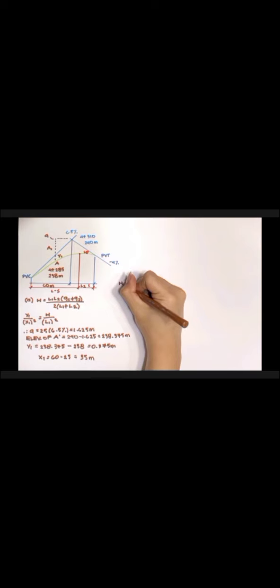So, we just subtract our A. Our H is equal to our L sub 1 of 60 squared, multiplied by Y1, 0.375, over the X sub 1 we got earlier, 35 squared. So, therefore, our H is equal to 1.102 meters.